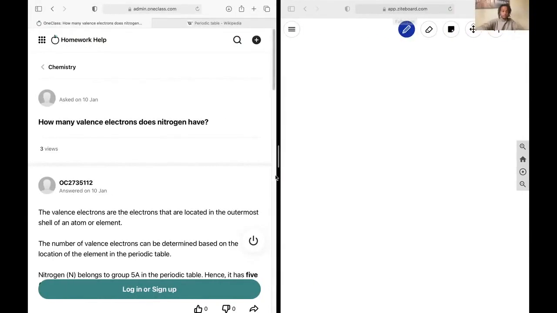Okay, let's get into it. So for our first question, we would like to figure out how many valence electrons nitrogen has.